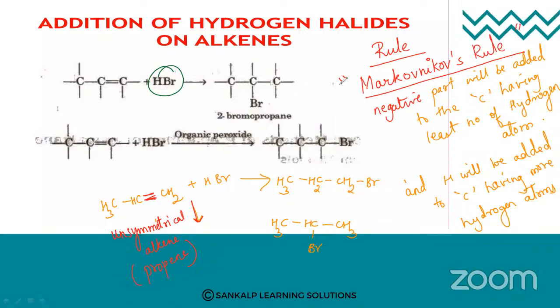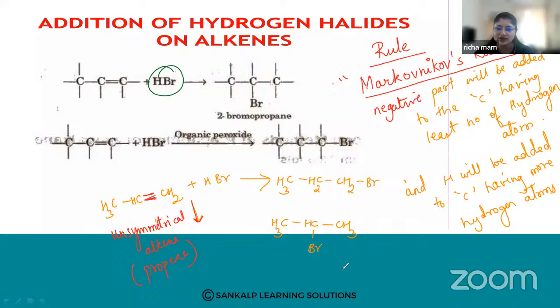The second one is 2-bromopropane, and this is the major product. This is our Markovnikov rule. The other is the minor product. Major means more yield, and minor means less yield. So this is the Markovnikov rule. Is it clear?